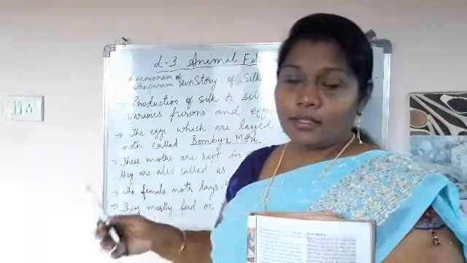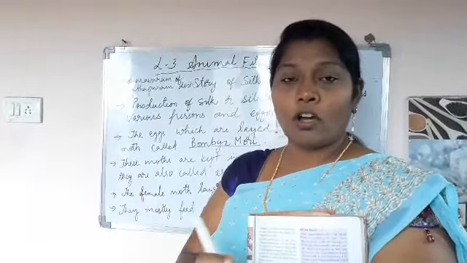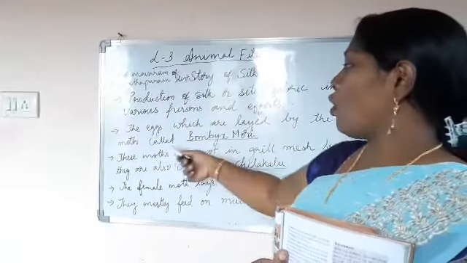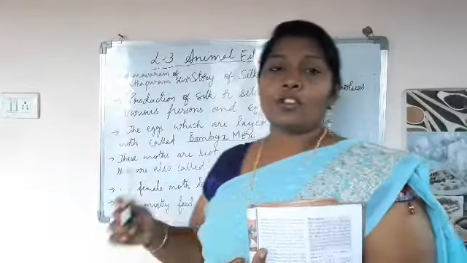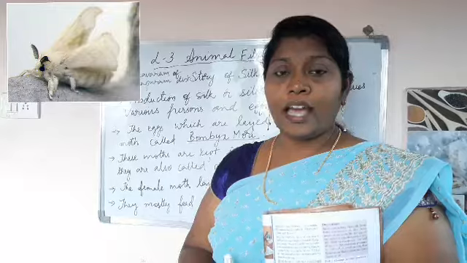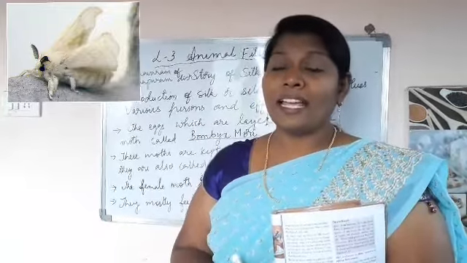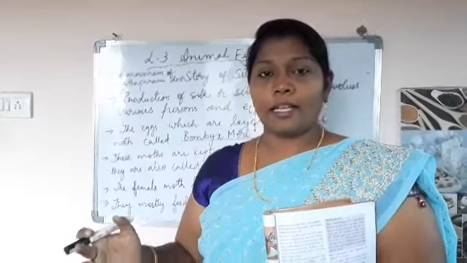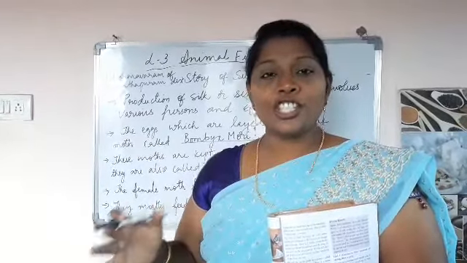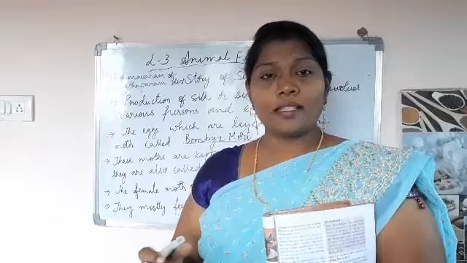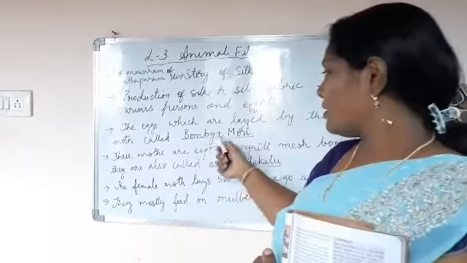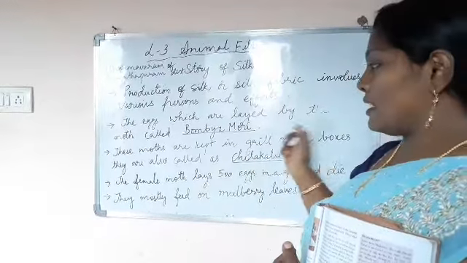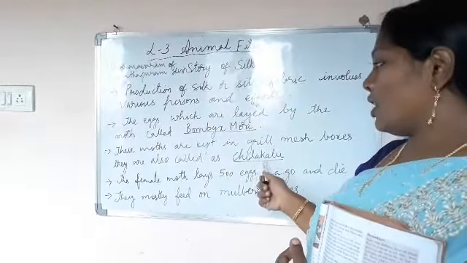The silk moths, the moths which produce silk, what will they do? They lay eggs. The moth is called Bombyx mori, and this moth is used to lay the eggs. The people who are living in this Dharmavaram area prepare special sheds to rear this silk moth, the Bombyx mori. These moths are kept in grill mesh boxes. They are also called chilakalu.